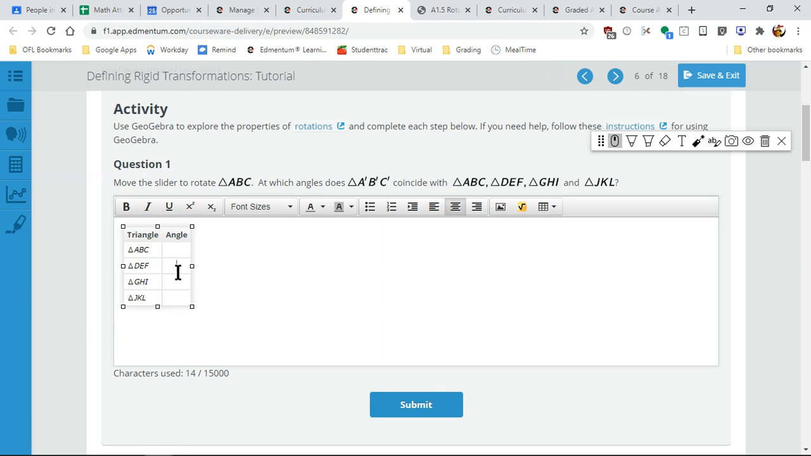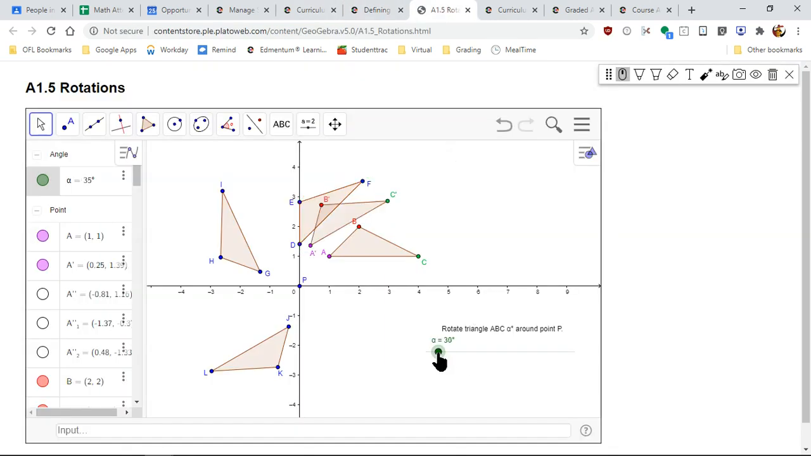Sorry. Rotation for DEF, 45. This one is obviously 0. We haven't moved it at all. So if we go back to 0, it's not rotated. 45 would be right here. The next one at, what is that?